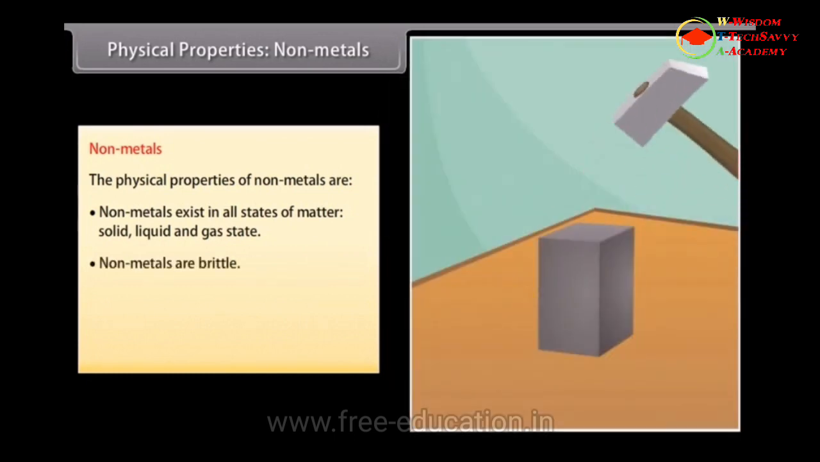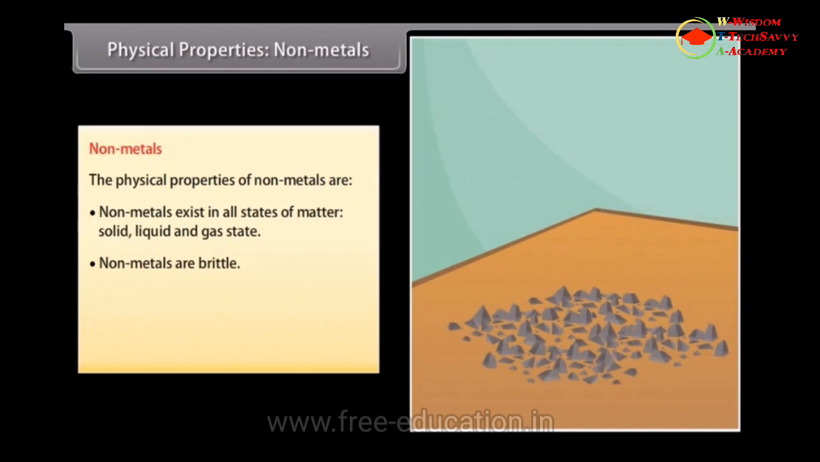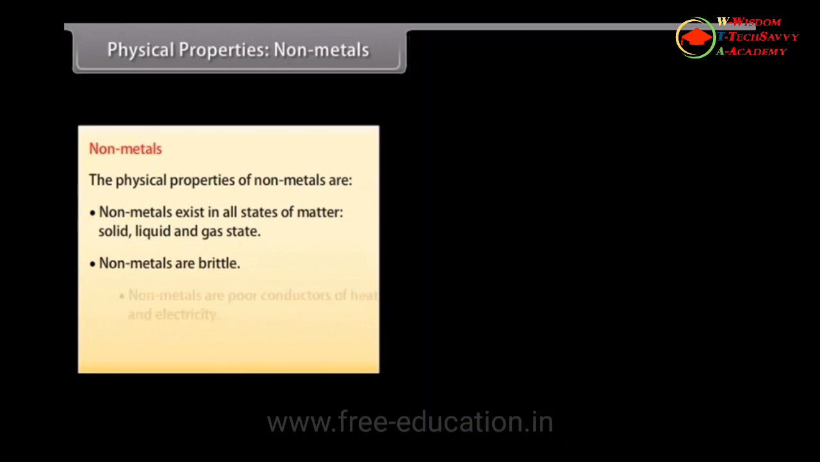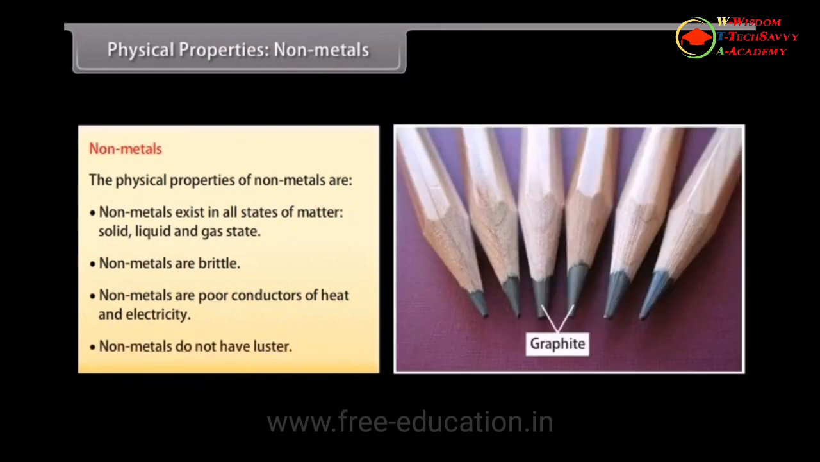Non-malleable and non-ductile. Non-metals are brittle and cannot be rolled into wires or beaten into sheets. Poor conductors of heat and electricity. Graphite, a form of carbon, is an exception as it is a good conductor of electricity and is used in making electrodes. Luster. Non-metals have no metallic luster and do not reflect light.